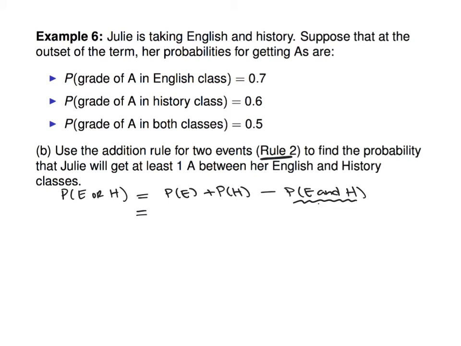The probability of an A in English is 0.7. Probability of A in history is 0.6. And the probability of A's in both classes is 0.5. So that works out to be 0.8.